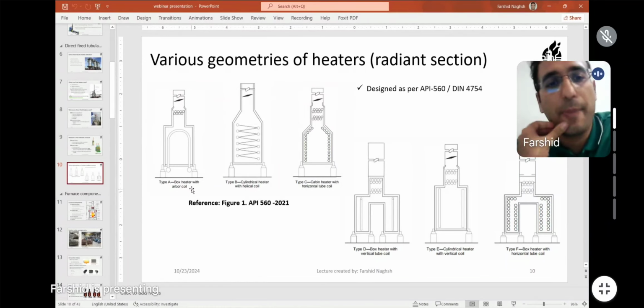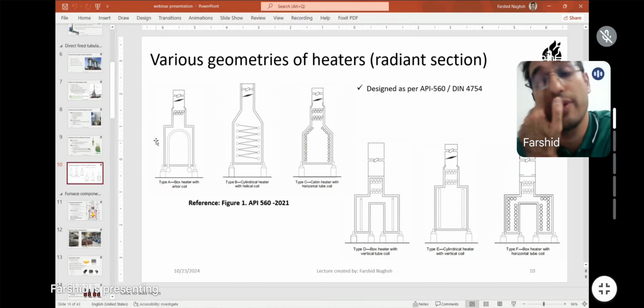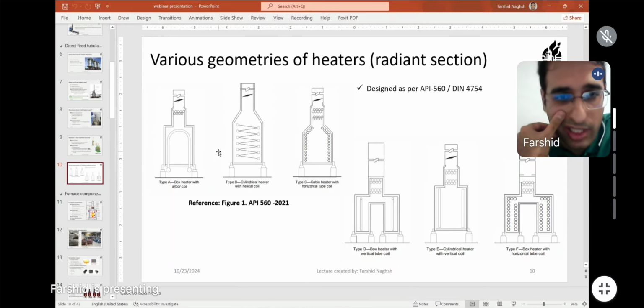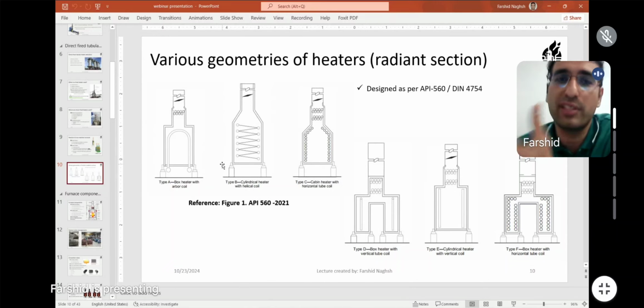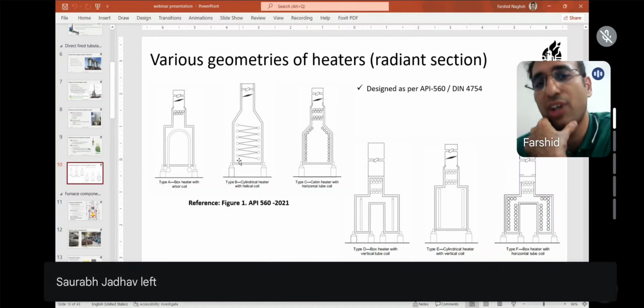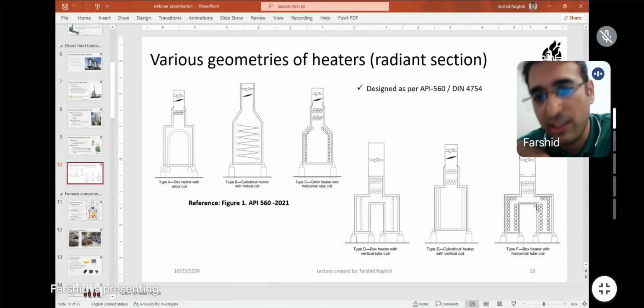Okay, type A, box heater with arbor coil. You see it here. These geometries are based on this box below the heater. It is called the radiant section. We will go through it and talk about why it is called radiant and what happens inside it. But for now, keep in mind that the heater is categorized based on the geometry of the radiant section. You see that the difference between these heaters is the geometry of the lower side of the heater.